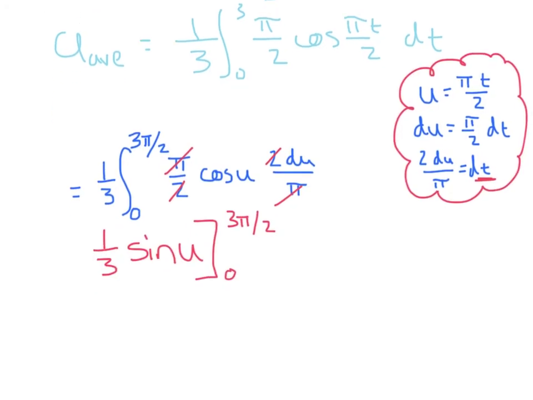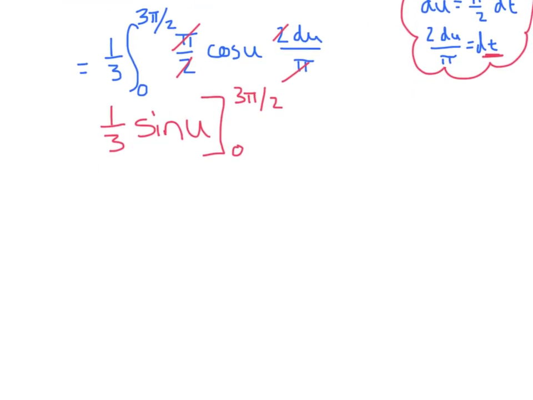And so then I just need to say, well, let's see, the sine of 3 pi over 2 is going to be negative 1 minus the sine of 0, which is 0. So I've got negative 1/3 as my average acceleration over that interval, and a negative number is very viable, very realistic. It just means we did more time decelerating than accelerating, or more time decreasing our velocity than we did increasing.